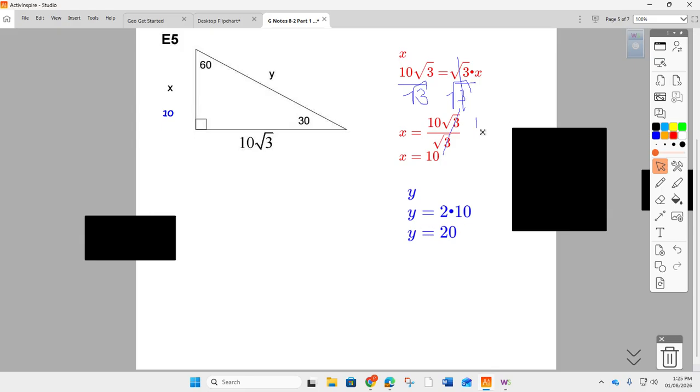Okay. So 10 is the short leg. We know the rule between the relationship between the short leg and the hypotenuse is the hypotenuse is always twice the short leg. So if we calculated the short leg's length of 10, we just multiply by 2 to get the hypotenuse. From here, we have 10 square root of 3 divided by the square root of 3. You simplify. That's x. So this is x, which is the short leg. Yes.